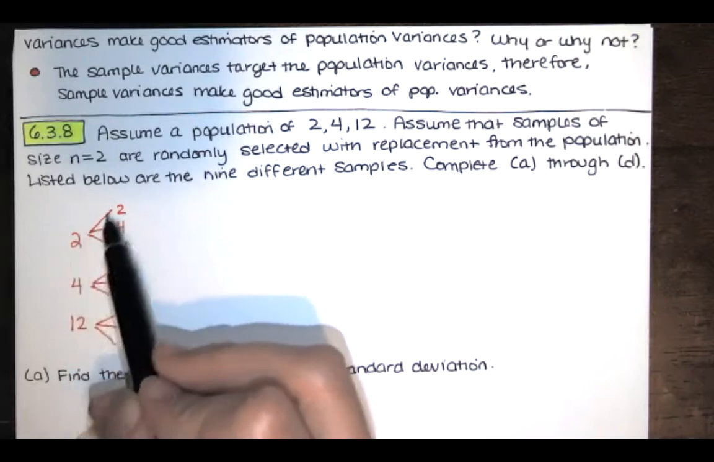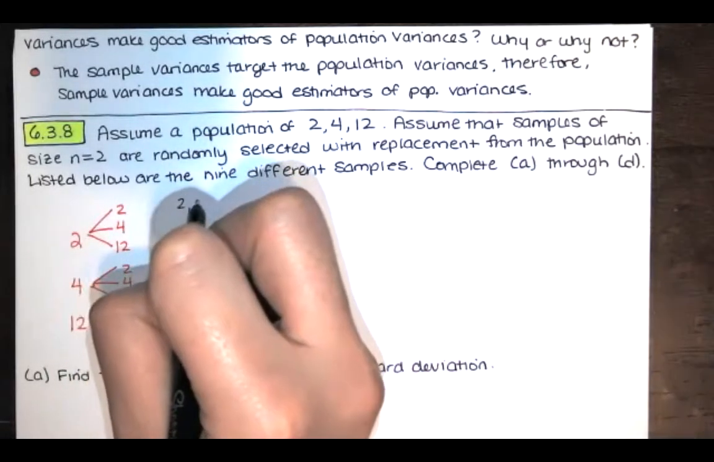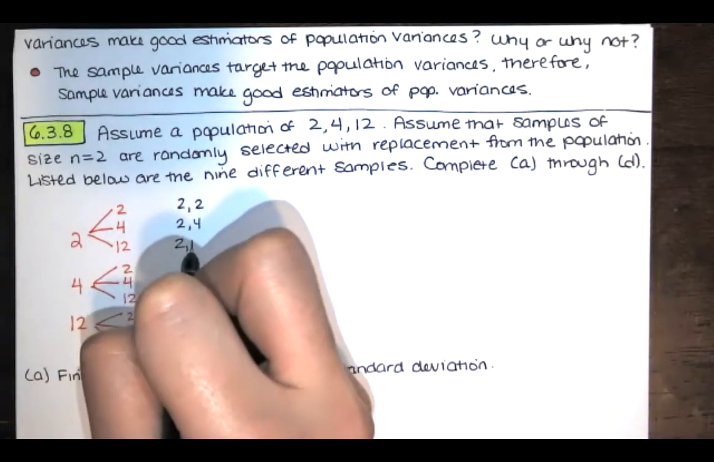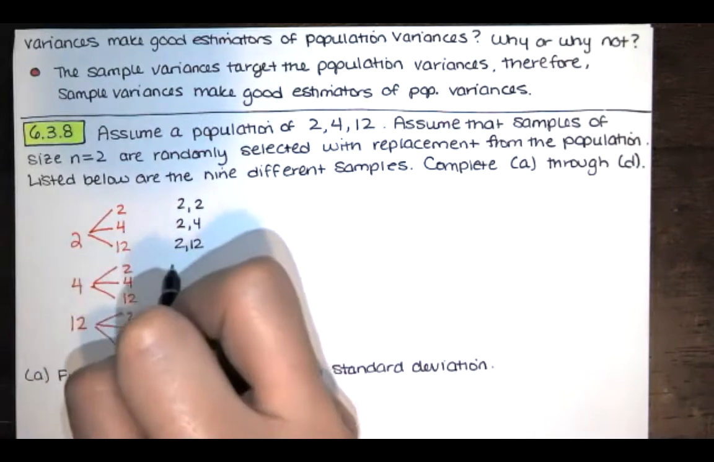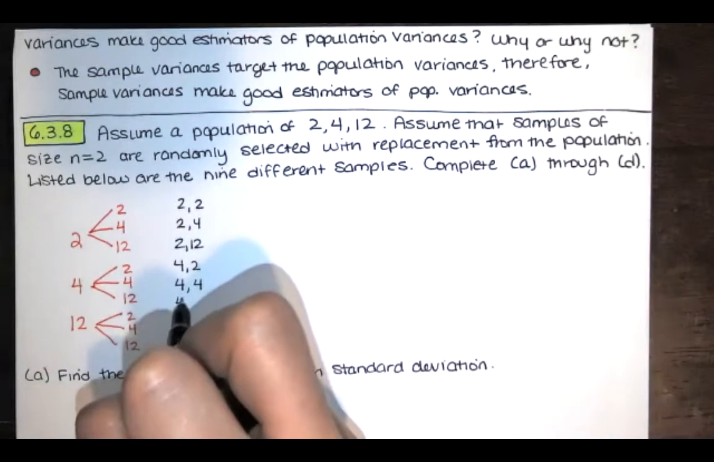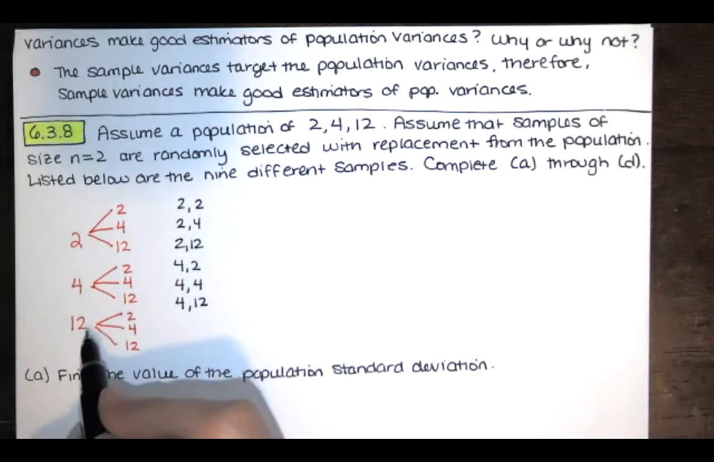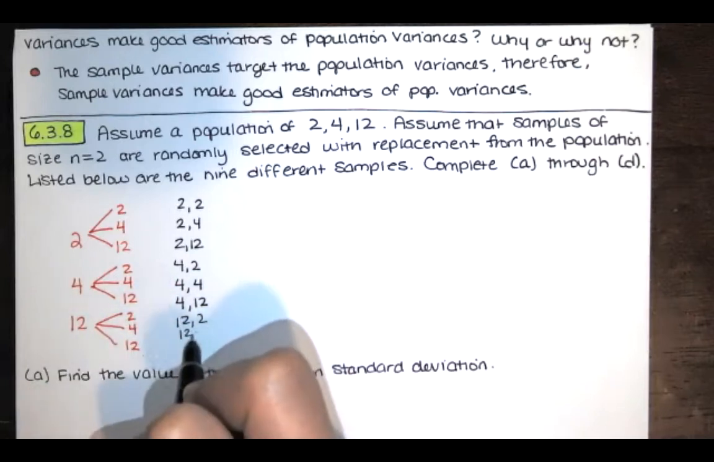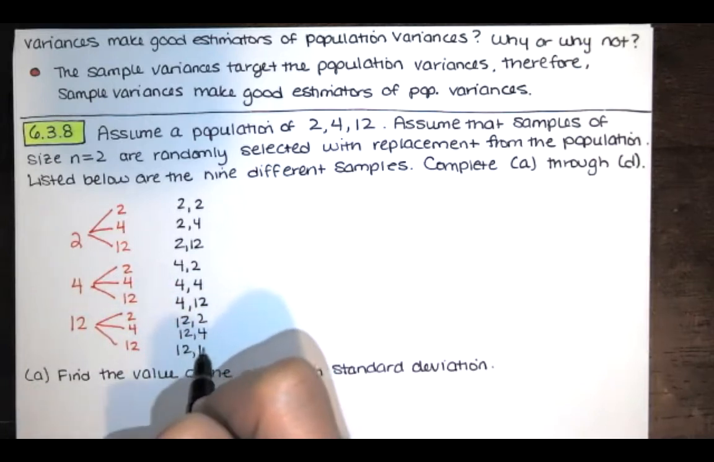You could have chosen 2 and then 2, or 2 and then 4, or 2 and then 12, or you could have chosen 4 and then 2, or 4 and then 4, or 4 and then 12, or you could have chosen 12 and then 2, and then 12 and then 4, or 12 and then 12.